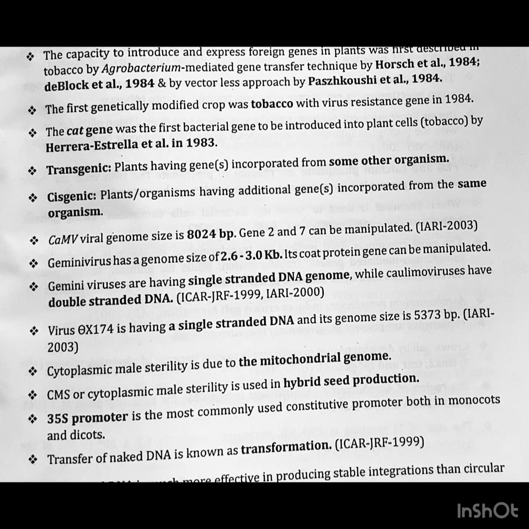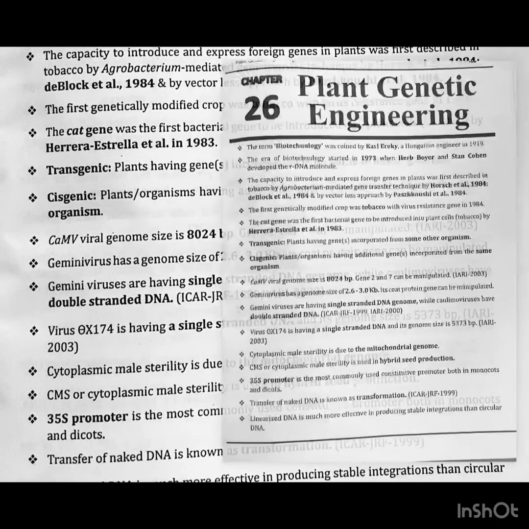Bacteriophage phi X174 has single-stranded DNA and its genome size is 5373 base pair. Question asked in IARI 2003. Cytoplasmic male sterility is due to the mitochondrial genome. Cytoplasmic male sterility is used in hybrid seed production. The 35S promoter is the most commonly used constitutive promoter in both monocots and dicots.